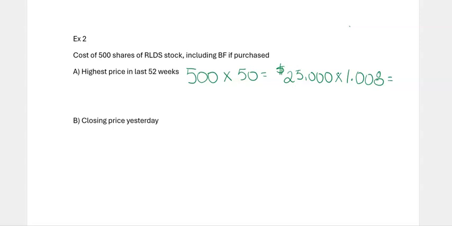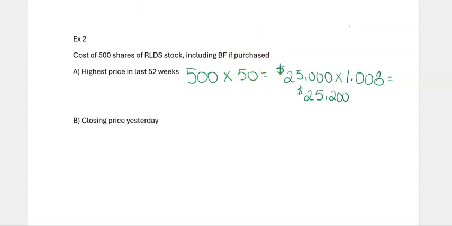When I multiply it by 1.008, I'm multiplying the $25,000 by 100% plus the 0.8% that I give to the broker, and so I end up paying $25,200 for those 500 shares of stock if I bought it at the highest price in the last 52 weeks.